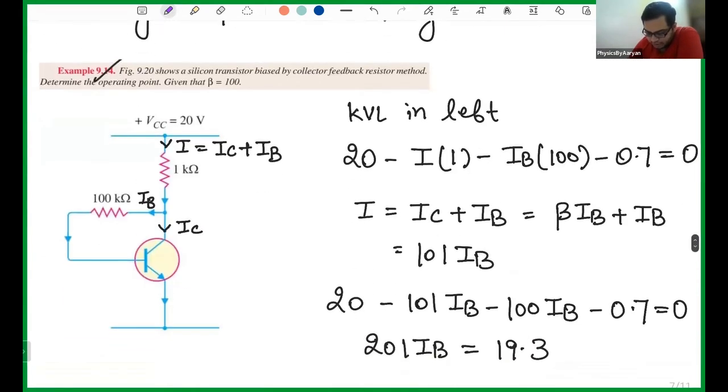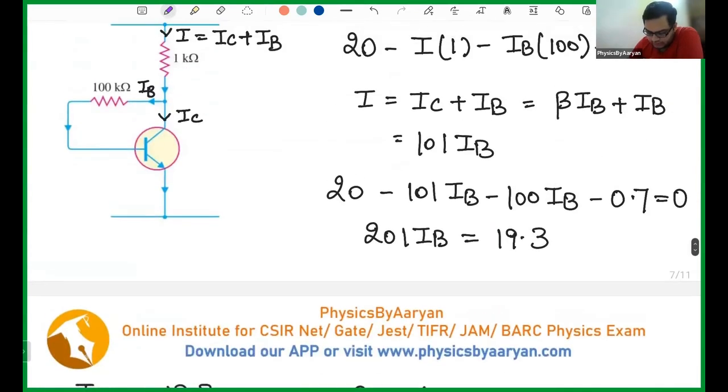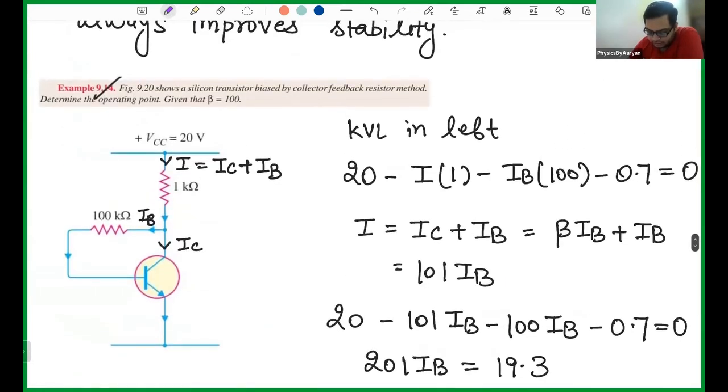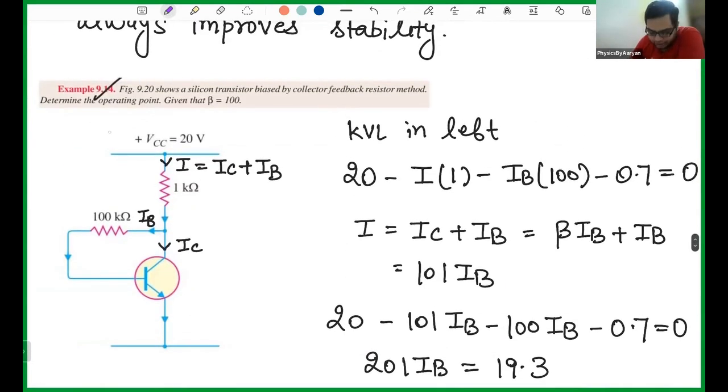Now there is a problem which is like this, and this is a very good question. They are basically asking you to determine the operating point. So how do you determine the operating point? You have to tell the value of VCE and the value of IC. Let's begin. You start from here again: 20, then the I current is flowing through it, so I into resistance 1. I'm putting the values of resistance in kilo ohm, so my current will be in milliampere.